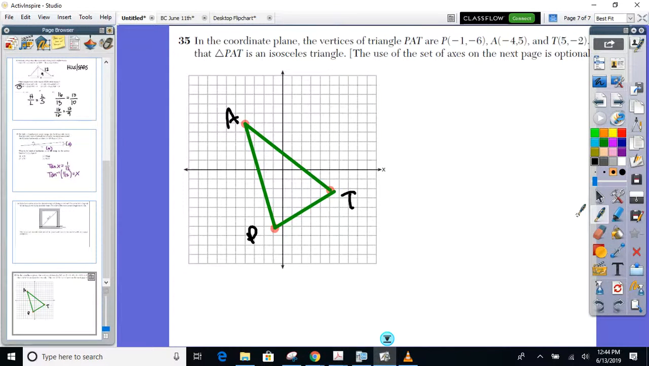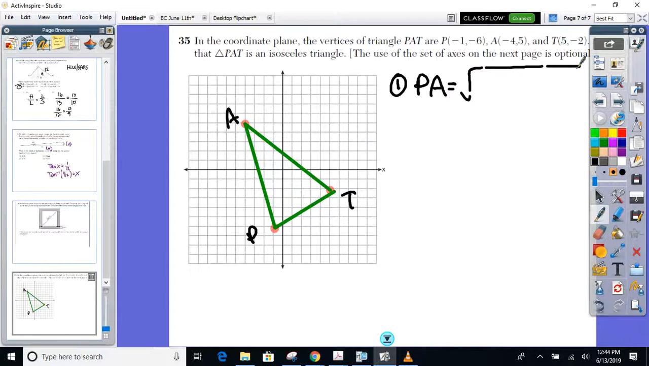Prove it's an isosceles triangle. What formula am I going to need? There's only one you can use here, and that's the distance formula. So we're going to have to find the distance of two of the sides and make sure they match. And this is why, even though it says the graphs are optional, it's good to graph, because you could probably tell which two sides are going to end up being congruent. And that saves you a lot of time by not having to do the third side. So I'll do PA first, distance of PA.